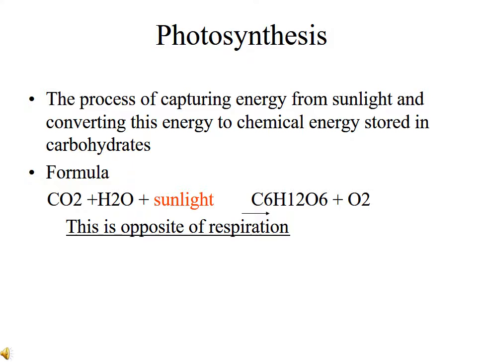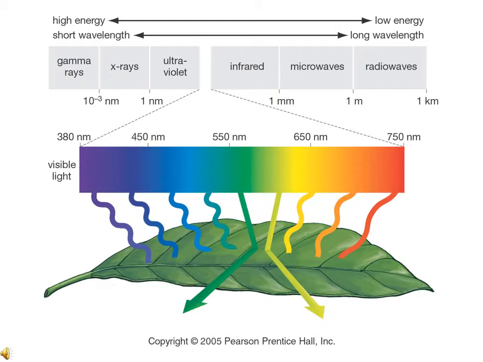So let's see how this process works. Now, first of all, the energy is coming in from sunlight. Now, energy coming in from the sunlight comes through electromagnetic waves. The illustration shows you the electromagnetic wave spectrum. To the left, you can see gamma rays, X-rays, ultraviolet. Going to the right, we jump across the visible light into infrared, microwaves, and radio waves.